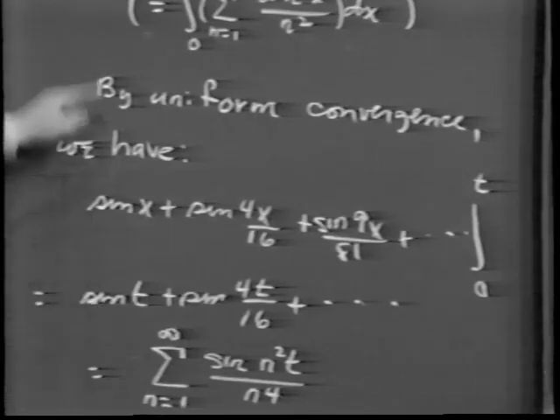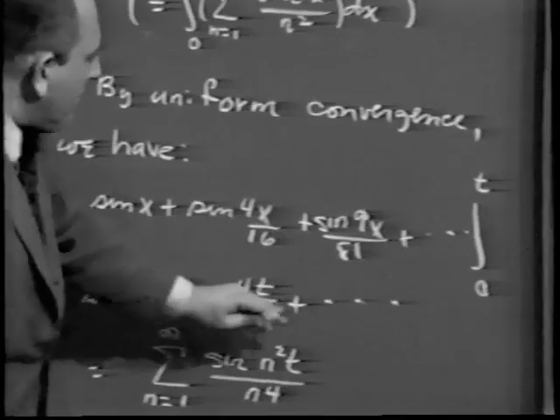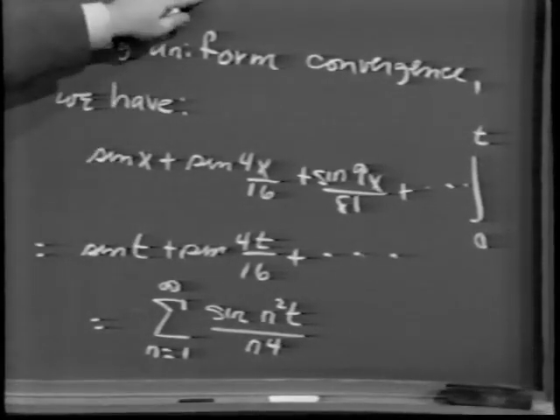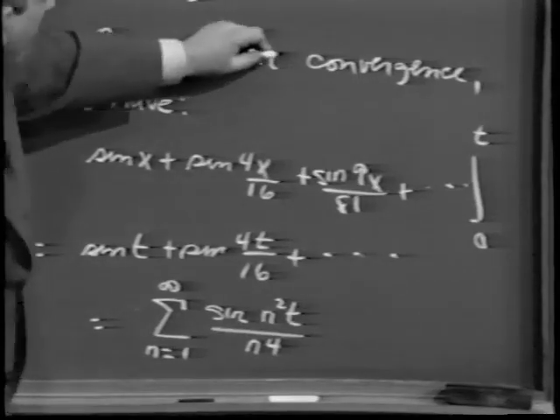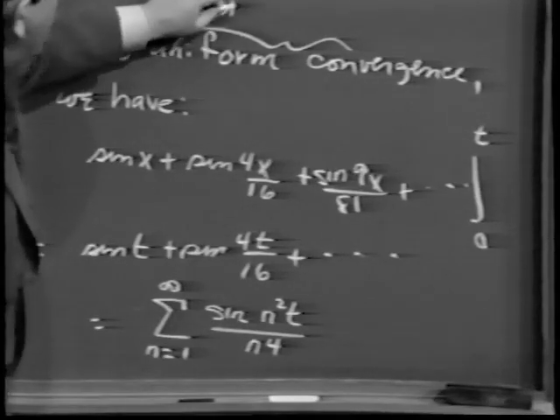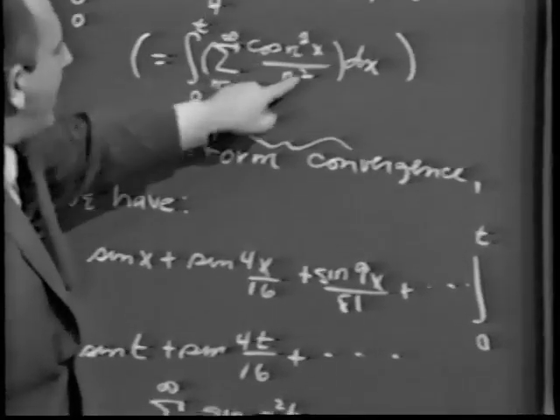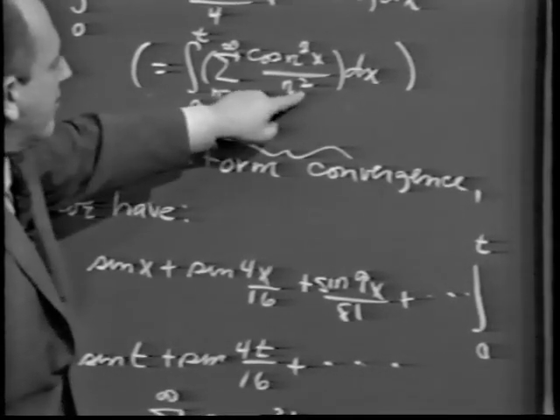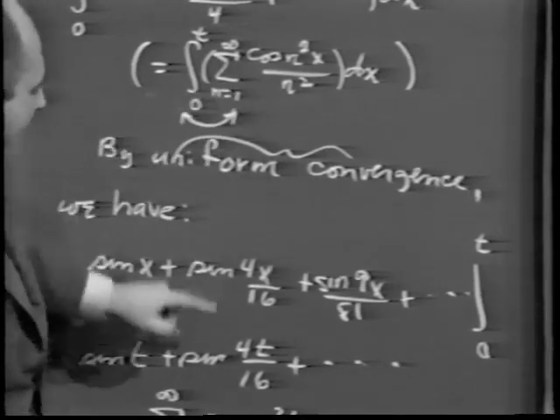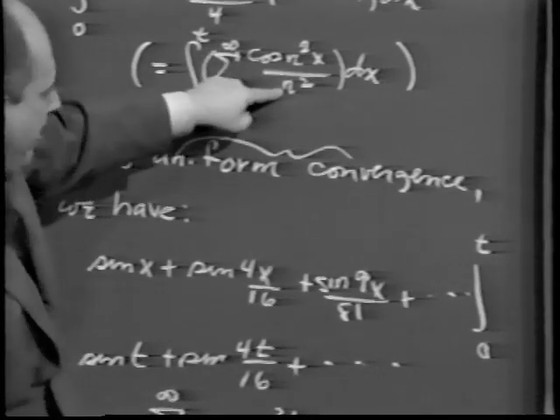In other words, I can say, look, this integral is just sine t plus sine 4t over 16 plus, etc. and so forth. Again, if you want to see this from the abstract point of view, what I'm saying is that by uniform convergence, I can switch these two symbols. Now, the important point is that to integrate cosine n squared x over n squared, remember n is a constant here, this is a very easy thing to integrate. In fact, it comes out to be what? Sine n squared x over n to the fourth. You see the n squared comes down as an n to the fourth.